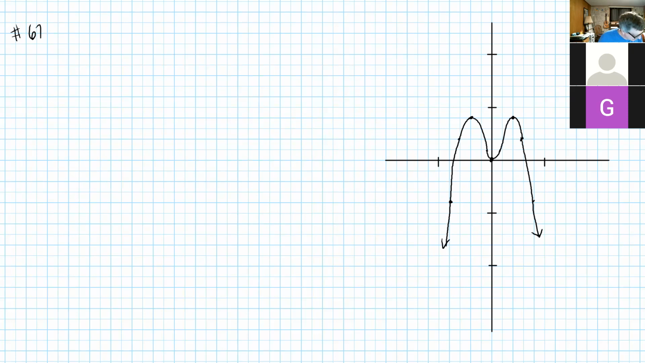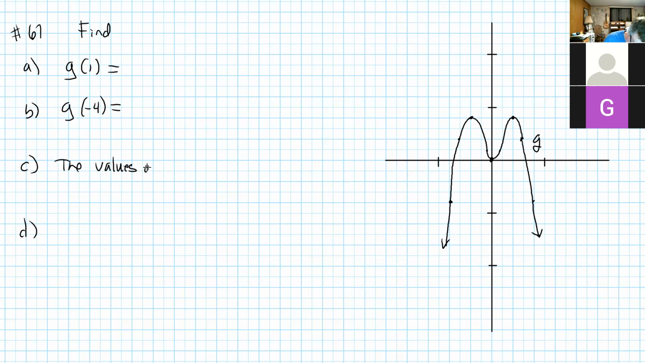New drawing, more questions. Find, oh, and this is the graph of the g function. Find g of 1. G of 1. 1 would be 1. Maybe it's kind of hard to see. Let me see here. So what's g of 1?